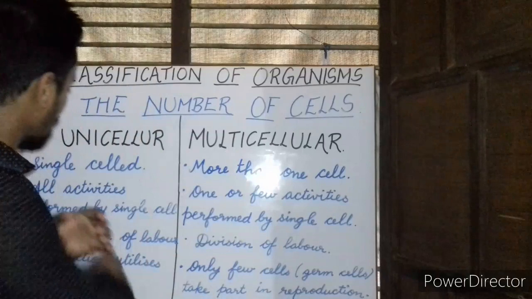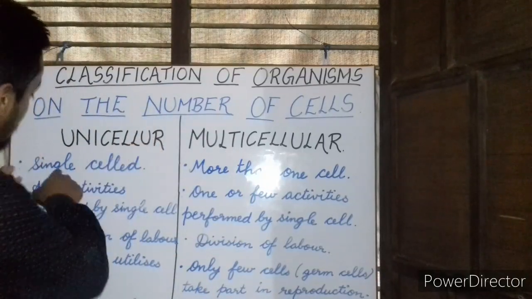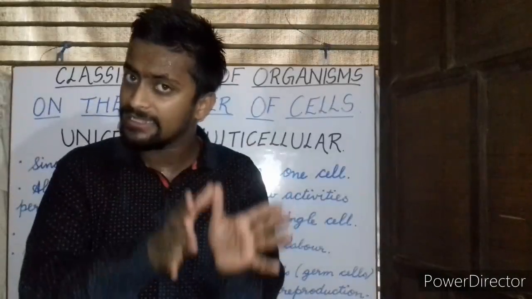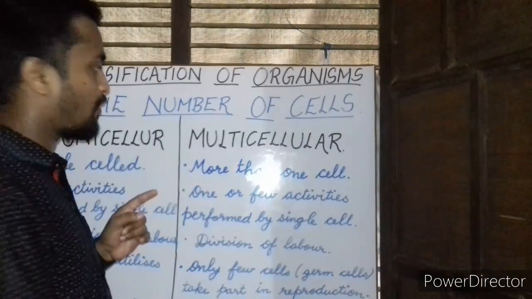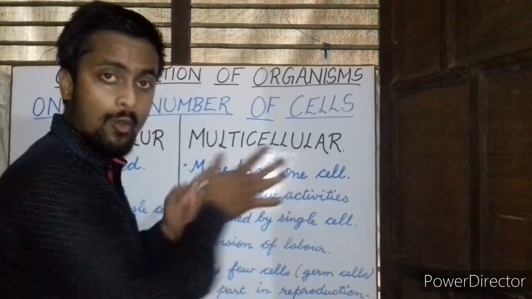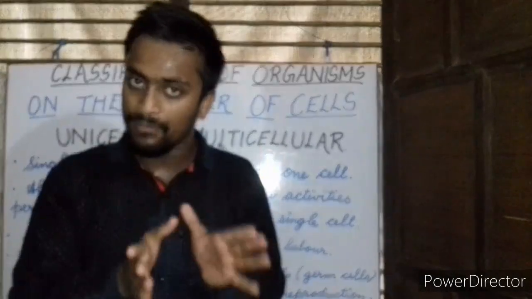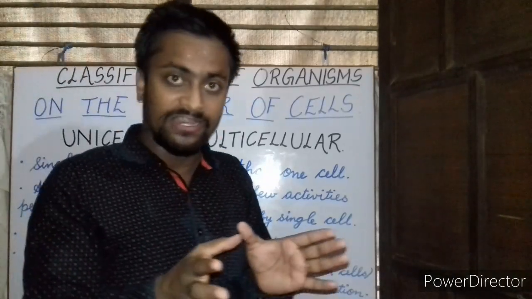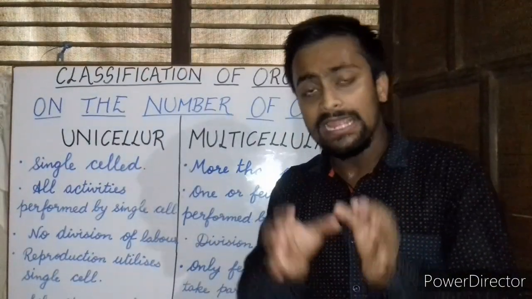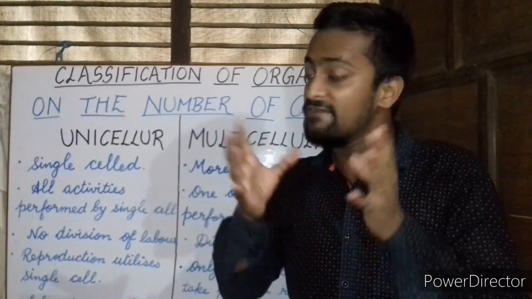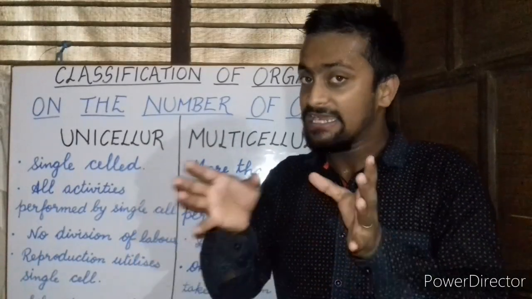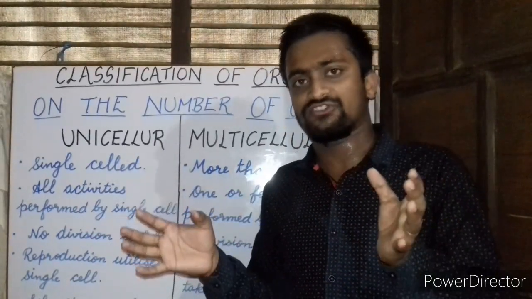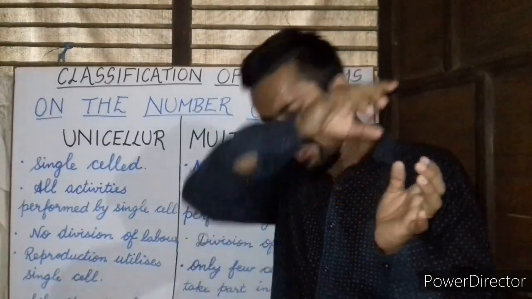Now we will see how a unicellular organism is different from a multicellular organism. So first, unicellular organisms are single celled, which means they consist of only a single cell in their body, while a multicellular organism consists of more than one cell or many cells in its body. Secondly, all the activities in a unicellular organism are performed by a single cell only, be it respiration, excretion, digestion, assimilation, absorption, etc. All the metabolic processes are performed by a single cell only.